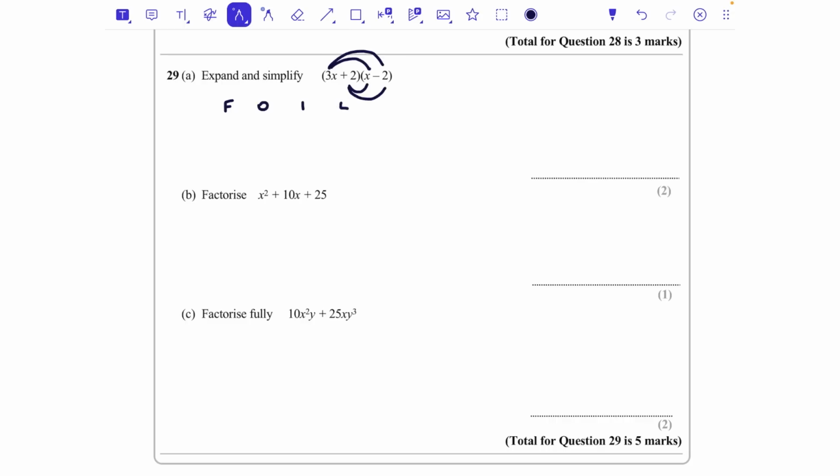So multiplying the first with the first thing in each brackets, is 3x times x, and that is 3x squared. Then I'm going to do the outer, which is 3x times minus 2, so minus 6x. The inner, which is 2 times x. And 2 times minus 2, which is the last thing in each brackets times together, minus 4. Collecting up my like terms here, if I've got minus 6x, add 2x, that's minus 4x. So 3x squared minus 4x minus 4.